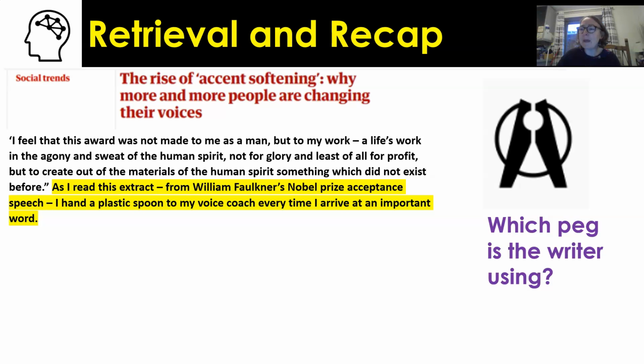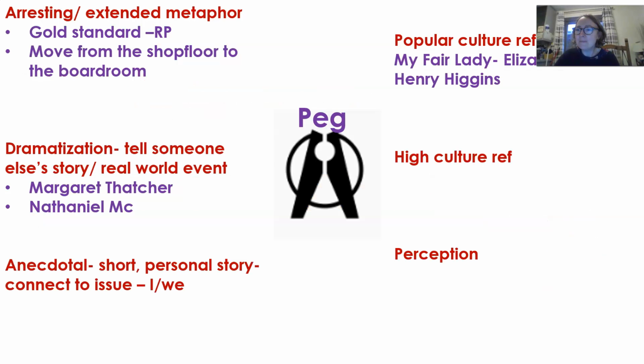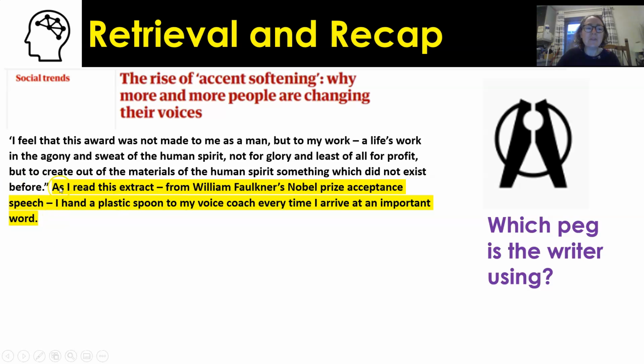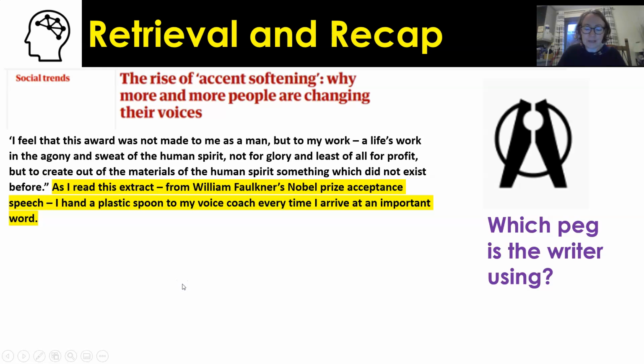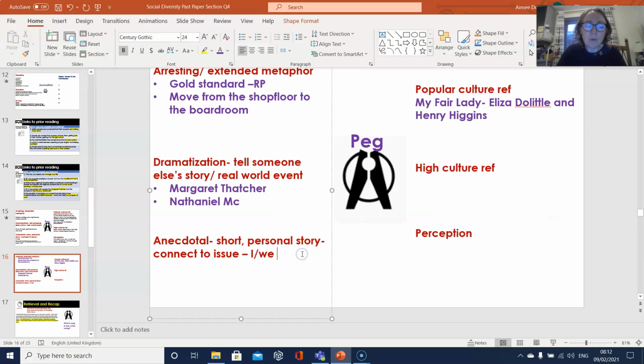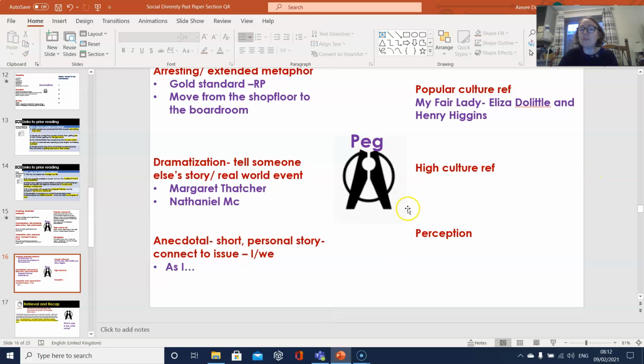So guys, which peg is the writer using there out of our peg bank? Good. It's anecdotal: as I read this extract. So we know as well, just going to pause then, that we can use the phrase "as I". We can be anecdotal. We can use a story.